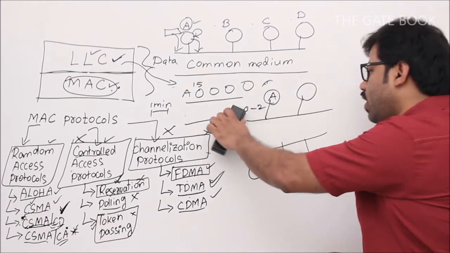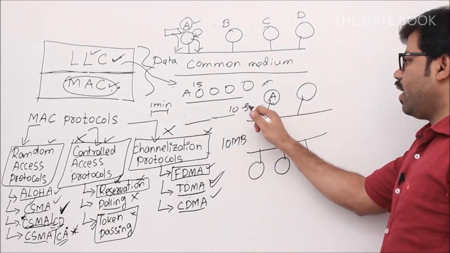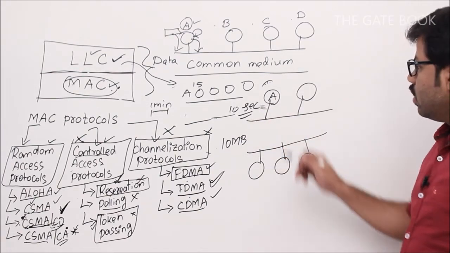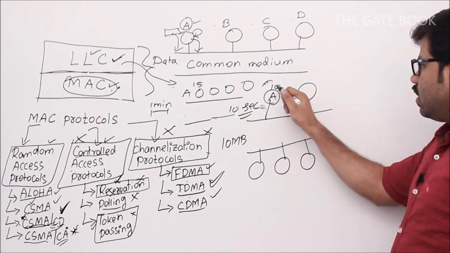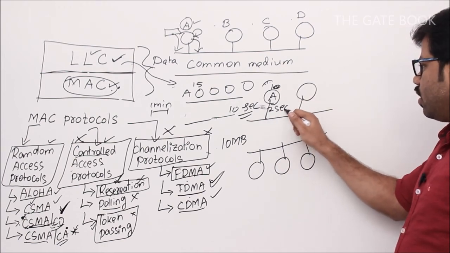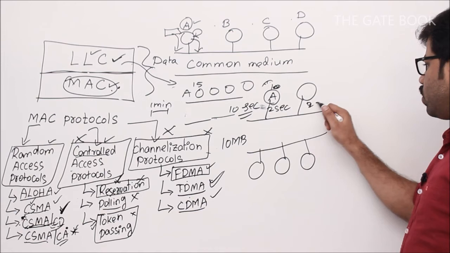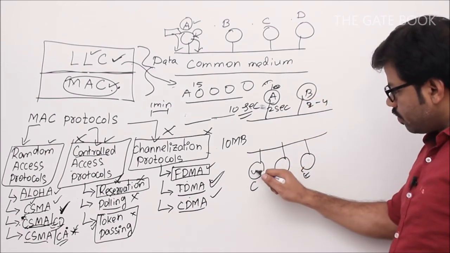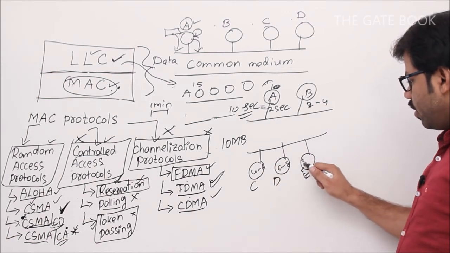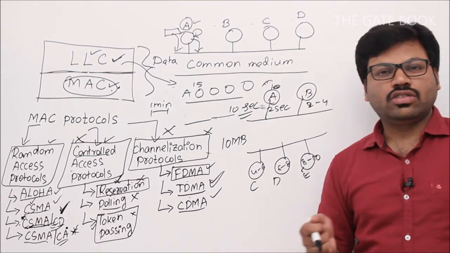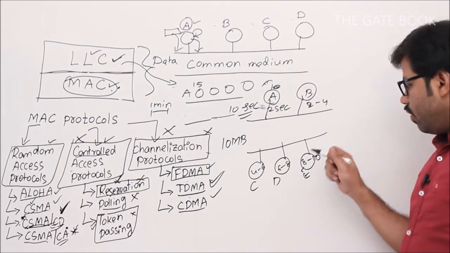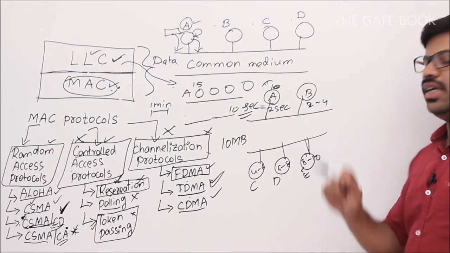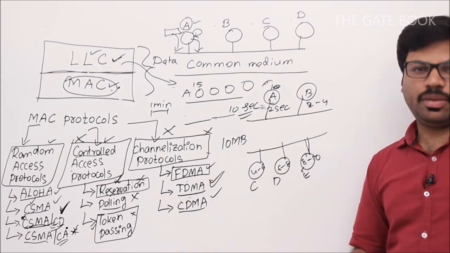Example, let's say we take 10 seconds. Just for imagination we are using 10 seconds, but generally it will be smaller. In those 10 seconds, we give 0 to 2 seconds to A, 2 to 4 seconds to B, 4 to 6 seconds to C, then D, E, 6 to 8, 8 to 10. Every computer knows that and counts the time. Whenever a computer gets its own time, it starts sending. This is called time division multiple access.